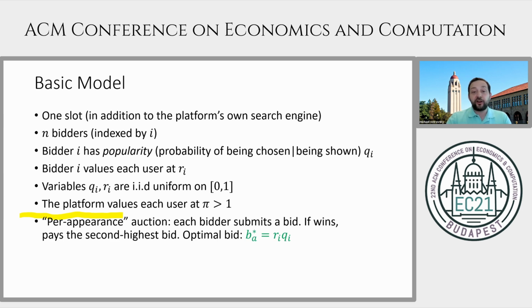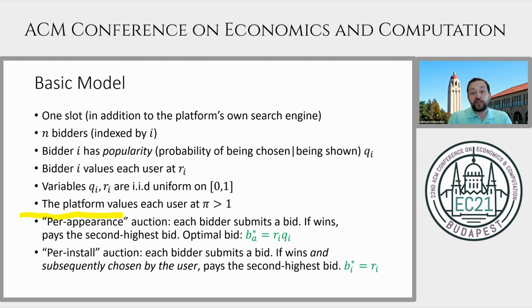Now, in the per appearance auction, each bidder submits a bid. As I said, everything here is incentive compatible. There is no problem. So the optimal bid for each bidder is just to bid the product of the probability of being chosen if you're shown times your value for each user, Ri times Qi. And in the per install auction, you just bid your revenue per user Ri. Notice that in the per install auction, the popularity, how popular the search engine is, never enters into the bidding decision or the auction outcome or into anything at all, right? Everything is driven just by Ris.